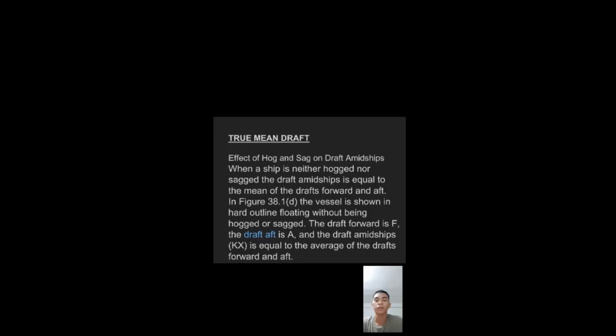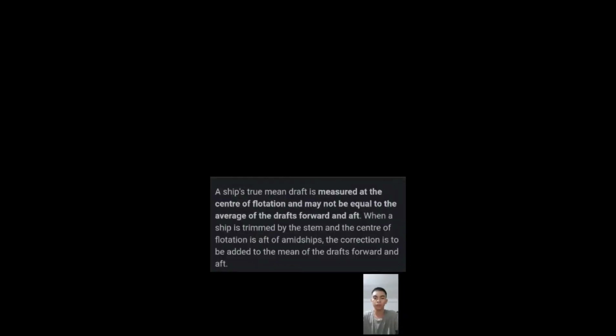True mean draft. Effect of hog and sag on the draft amidships. When a ship is neither hogging nor sagging, the draft amidships is equal to the mean of the draft forward and aft. A ship's true mean draft is measured at the center of flotation and may not be equal to the average of the draft forward and aft.